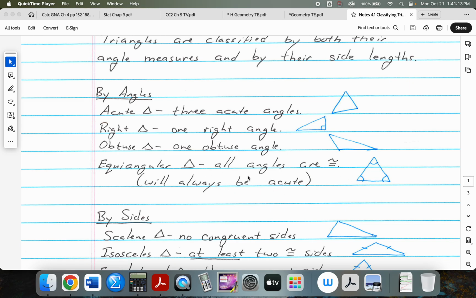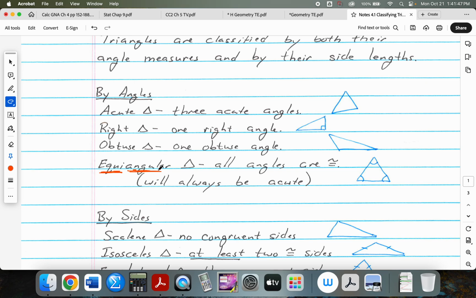There is a special type of acute triangle. This is a word that may be new to you, so you may want to circle it or highlight it or whatever. This is equiangular. Please notice, just for spelling's sake, that this is not equal angular. There's no L in the middle. It's equi, E-Q-U-I, is the prefix here, and then angular, obviously meaning angles. So all the angles are the same.